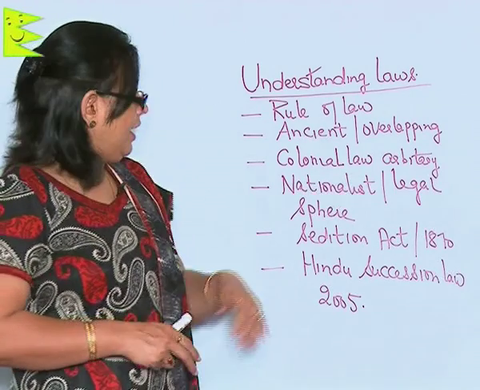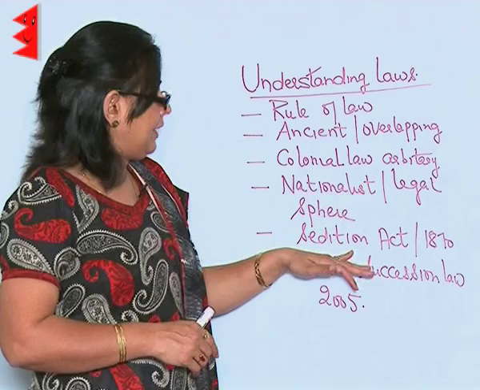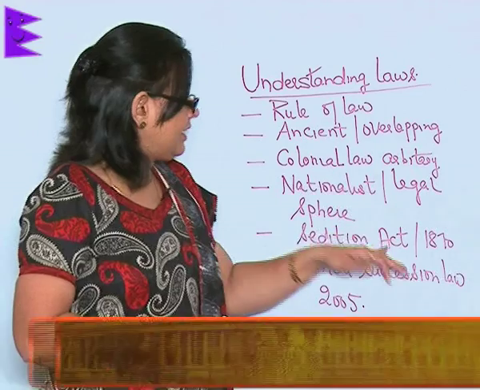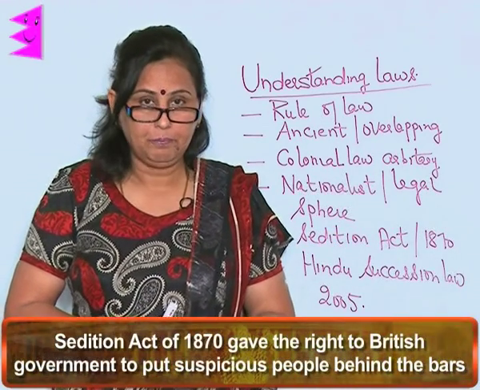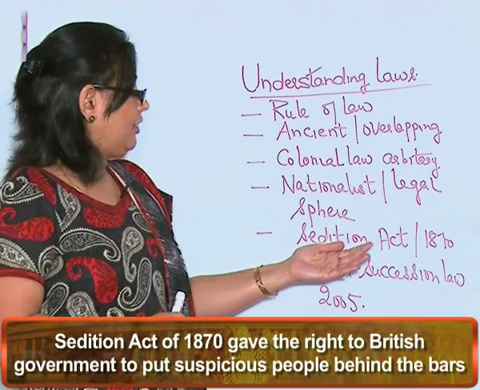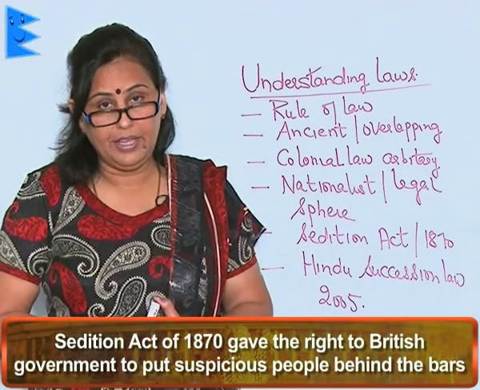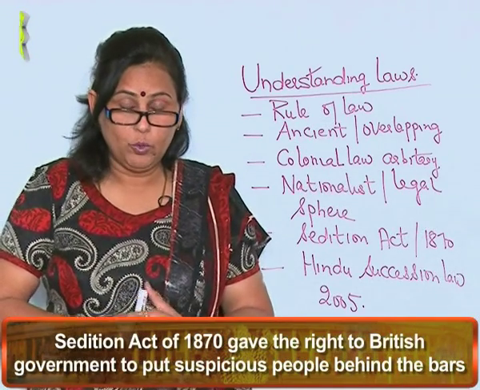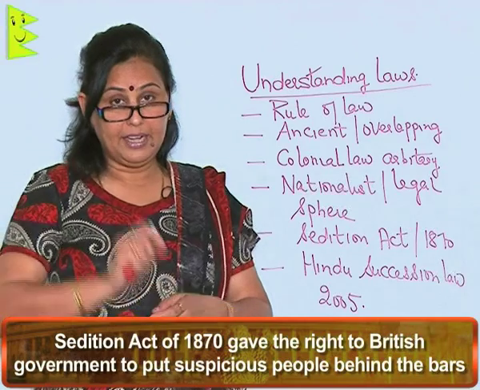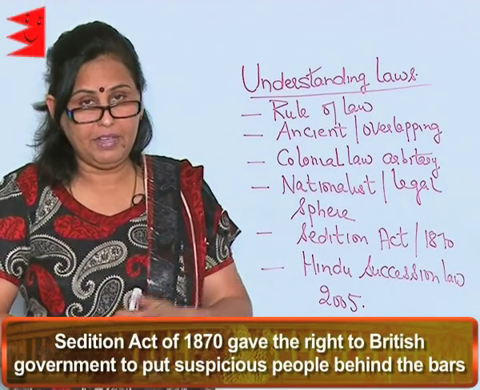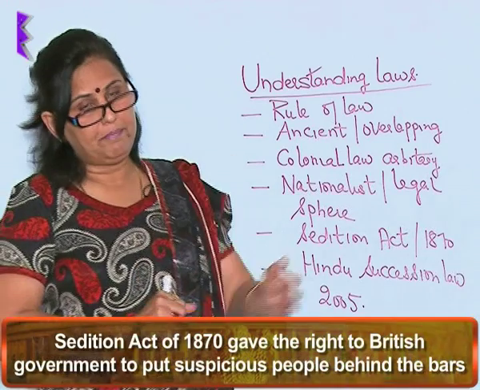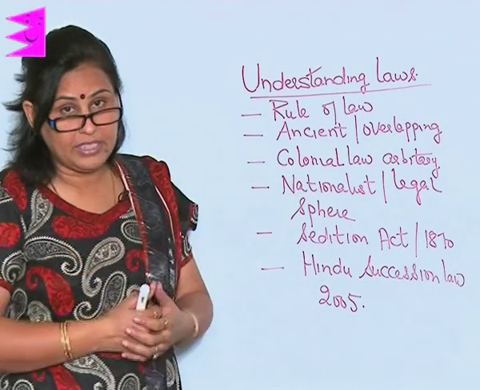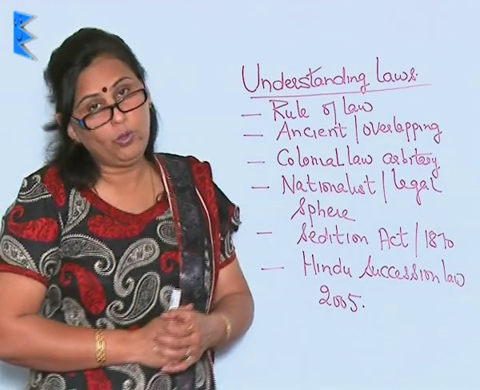Now, here the biggest example that is being quoted that the British government was arbitrary in nature is the Sedition Act of 1870, and this Sedition Act of 1870 actually gave the right to the British government to imprison anybody, whomever they doubted, they had kind of suspicion on him, without giving him the reason or trial and put him behind bars. This was protested by the people. So, how can you say that the British government gave rule of law to the people?